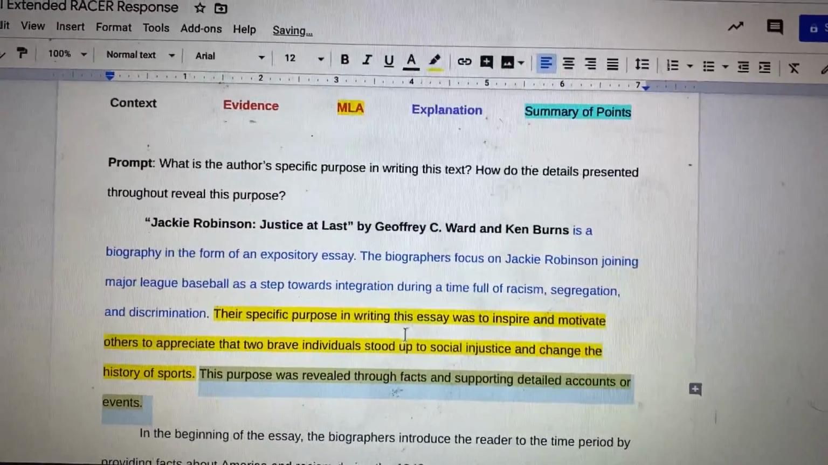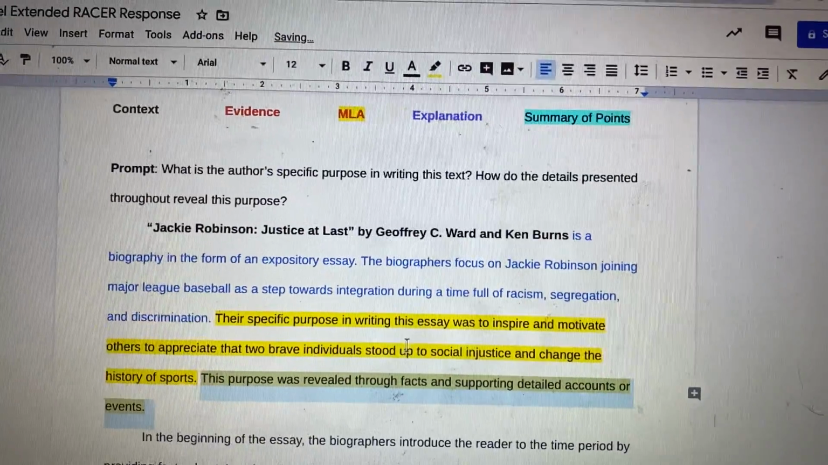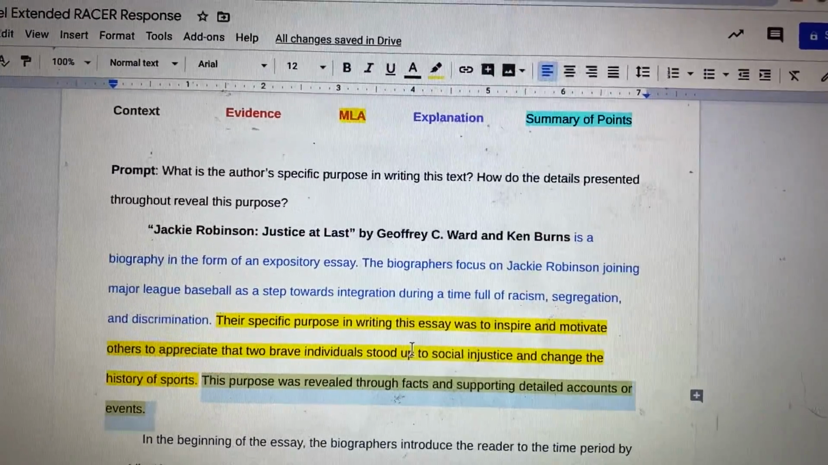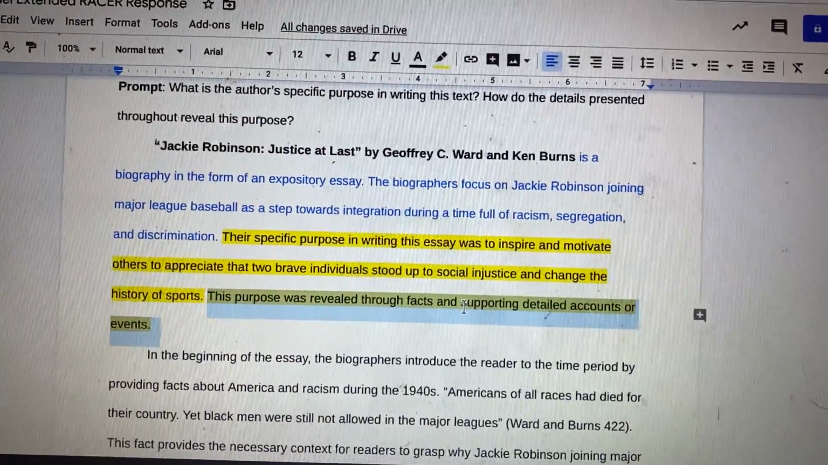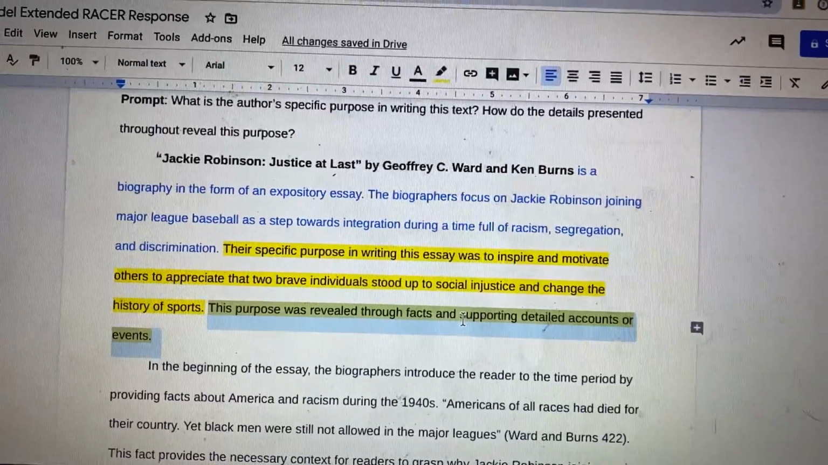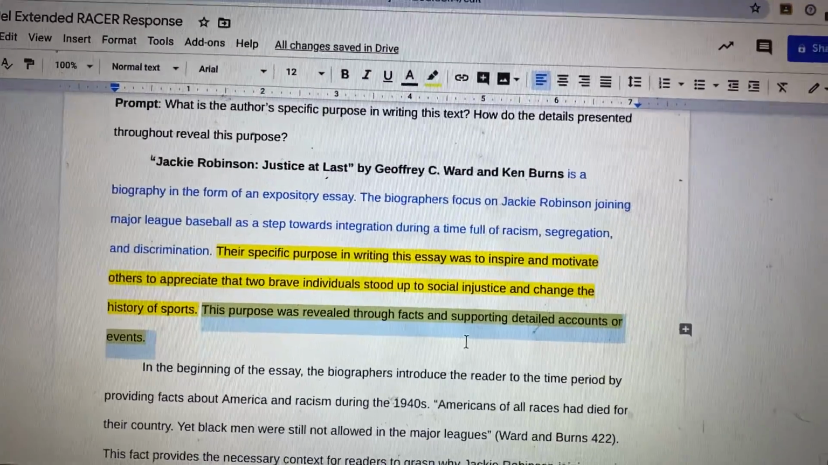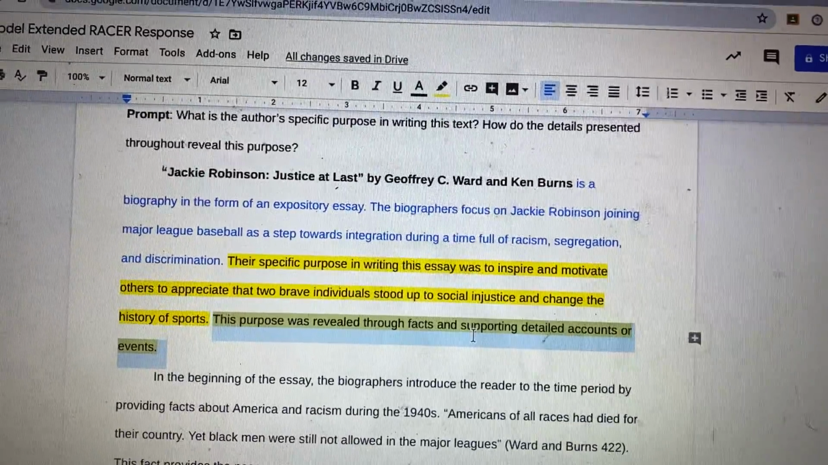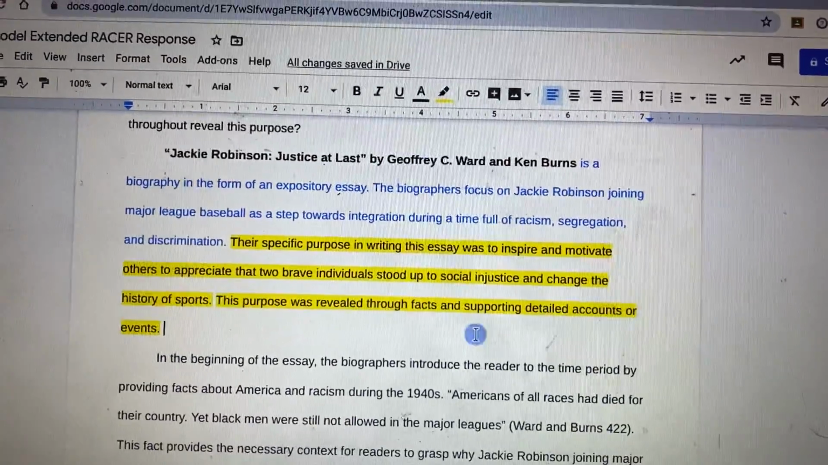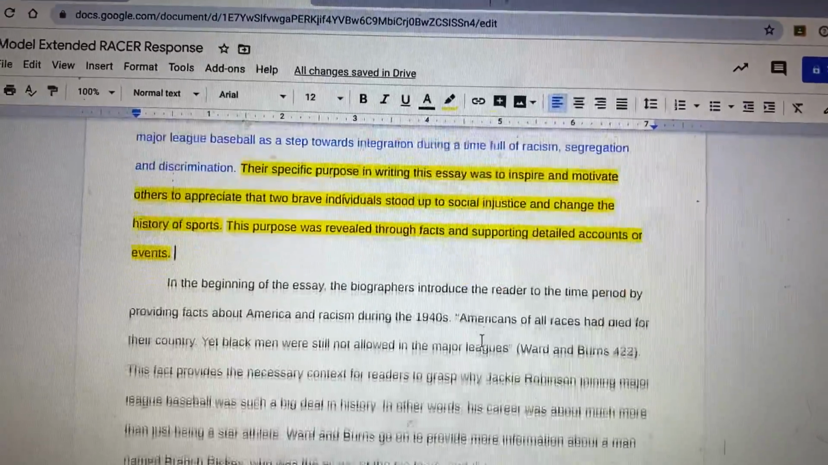You just need a claim, which I do here. My claim is the answer to what the specific purpose is. And then supporting reasons. Something to support that that was actually the specific purpose. Okay, and here it was how it was revealed. It was revealed through facts and supporting detailed accounts. All right, let's move on to my body paragraph.